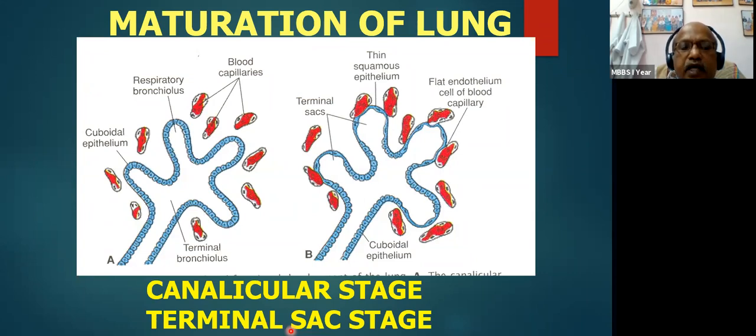Next stage is the terminal sac stage. During this stage, you will have formation of alveoli from the respiratory bronchioles. Now the capillaries are in close contact with your alveoli, so by this stage respiration is possible. We attain this stage by the 7th month of intrauterine life. That's why the 7th month is called the viable period of the fetus. If delivery occurs after completion of the 7th month, respiration is possible. That's why it is called the viable period, important for MCQ.